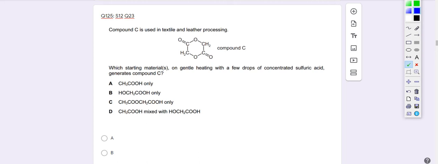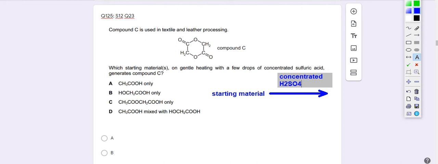Chapter 17, question 125. You need to find which starting material on heating with a few drops of concentrated sulfuric acid will produce compound C. Okay, so we have the starting material, and then the reagent used is concentrated sulfuric acid. And we get compound C.